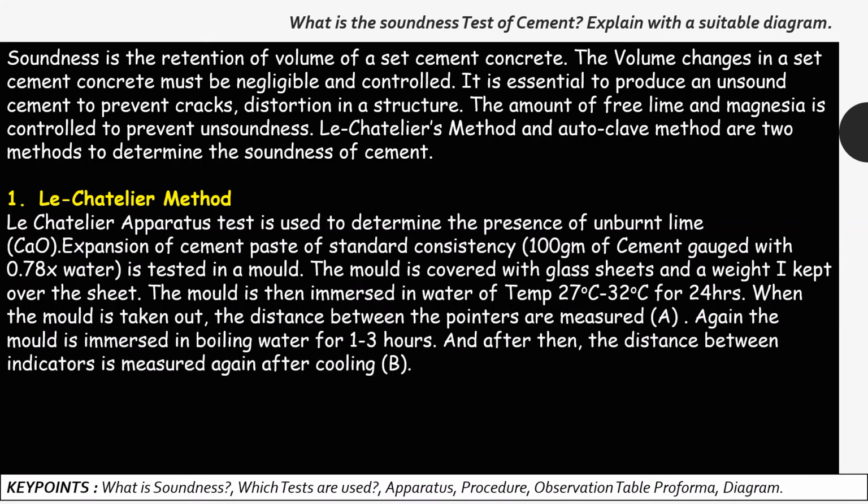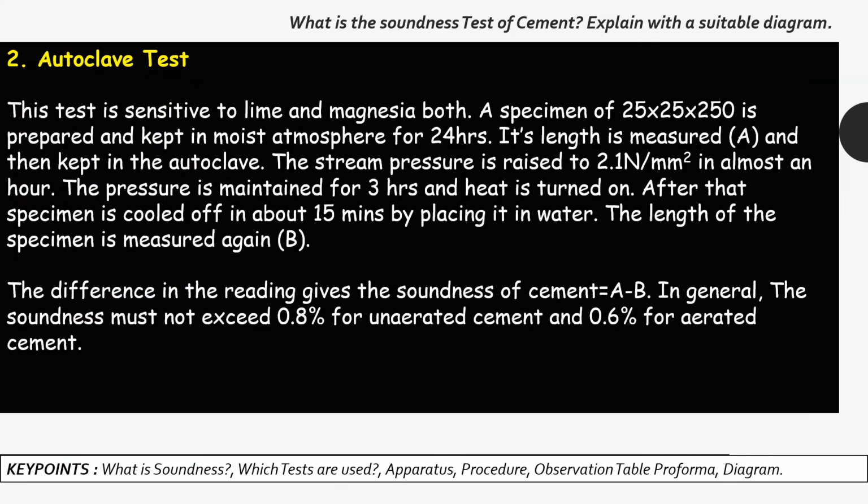Well, I hope this second question was clear, but let us just revise it again. We write what soundness is, and we write about Le-Chatelier's method, how the procedure takes place, the observations taken, and the diagram. After that we have to write about the autoclave method, sensitive to both lime and magnesia, specimen 25 by 25 by 250, even 282 sometimes, how the steam pressure is maintained, and then the observations which are taken.